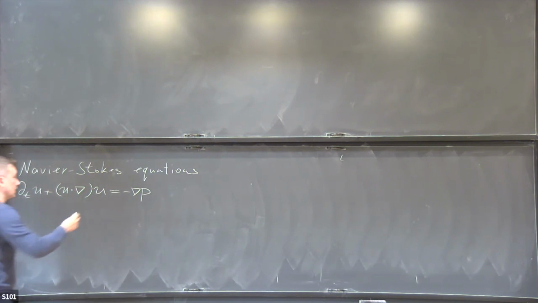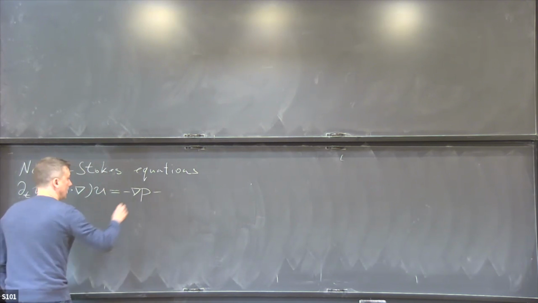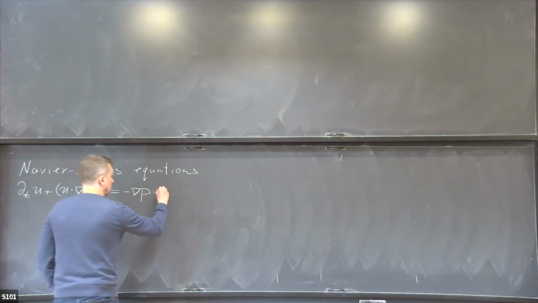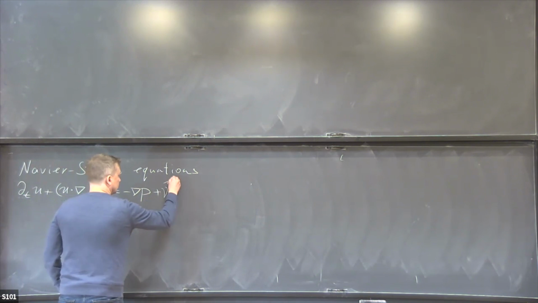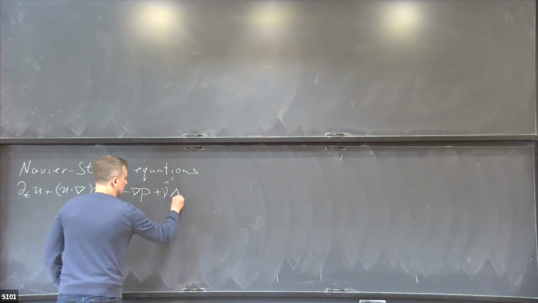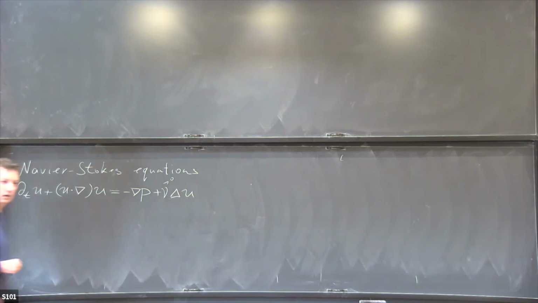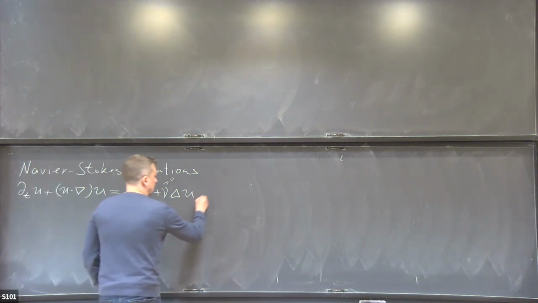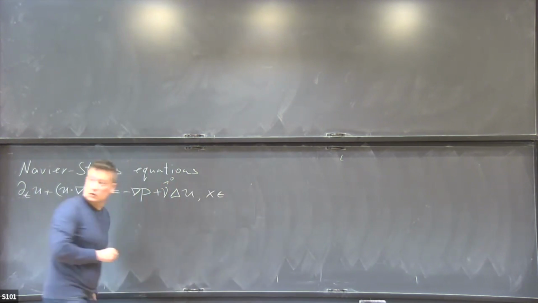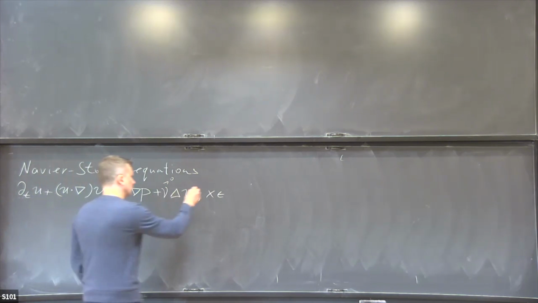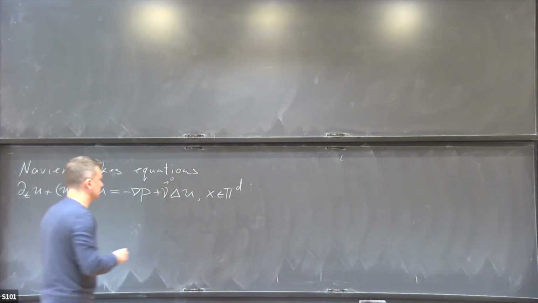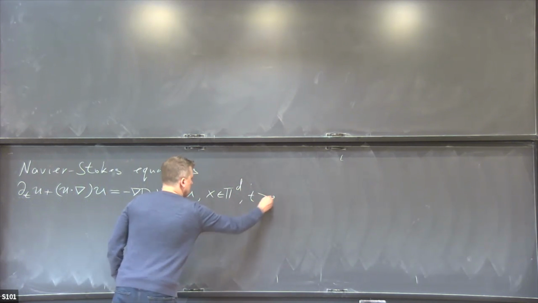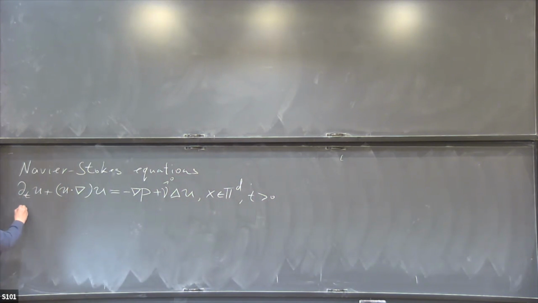And the friction force, which is modeled as some positive number nu, which we call the viscosity coefficient, times the Laplacian of u. We will be on a d-dimensional torus. That's the simplest setting for the Navier-Stokes. u is divergence free.